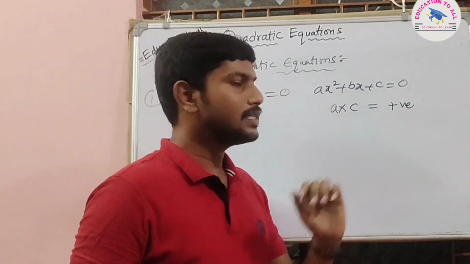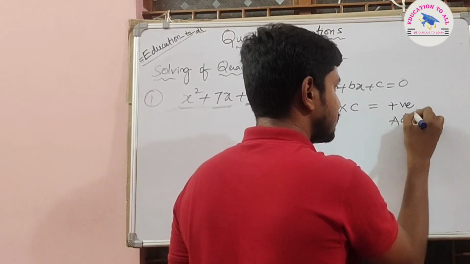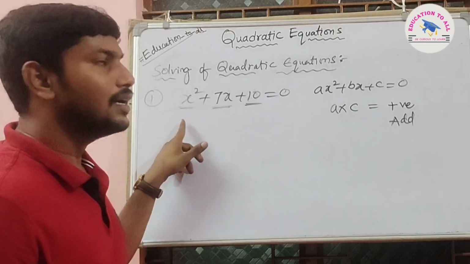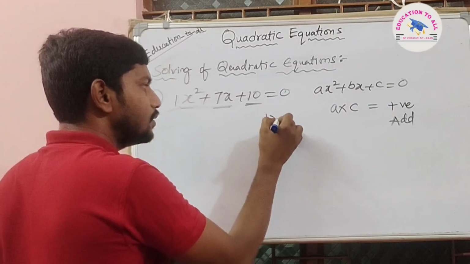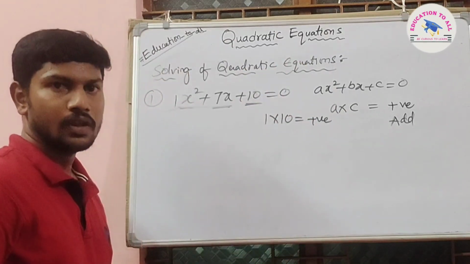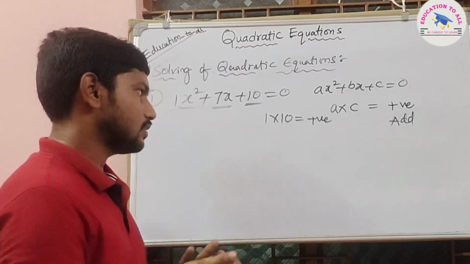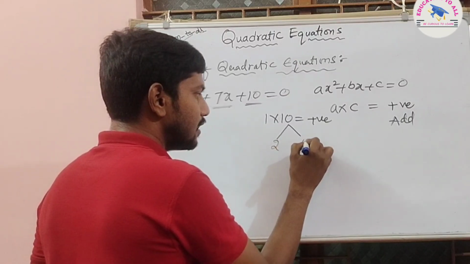Remember, it's a very important condition. If a into c is positive, we have to add the factors. What we have to do? Add the factors. So observe, apply the same condition in an example. Here a is 1. 1 into 10 definitely gives positive. So what are the factors of 10? We have to write the factors. Factors of 10: 2 fives are 10.